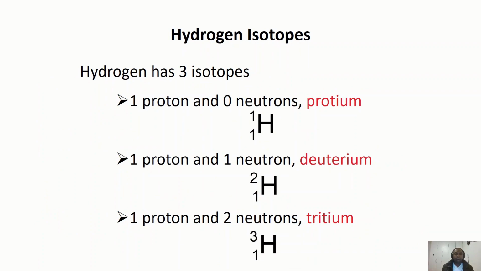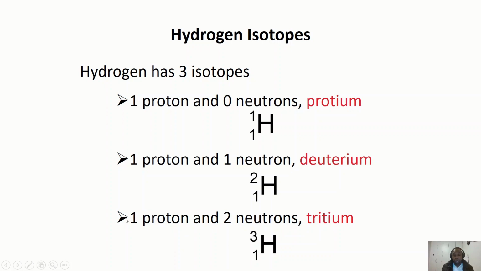Another example, apart from carbon, is hydrogen. Hydrogen has 3 isotopes. The first isotope has 1 proton, beg your pardon, and 0 neutrons, and that's why you have it as 1, 1, and the name is protium. The second one has 1 proton and 1 neutron, which is called deuterium. If you add the two together, it makes 2. So the atomic mass is 2, while the atomic number is 1.